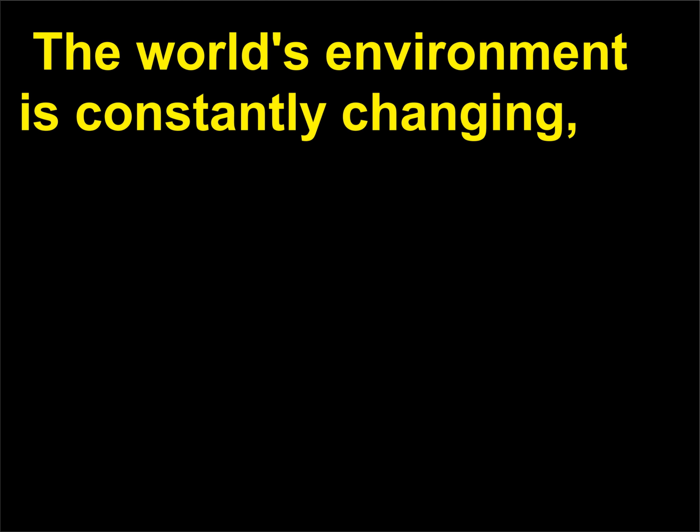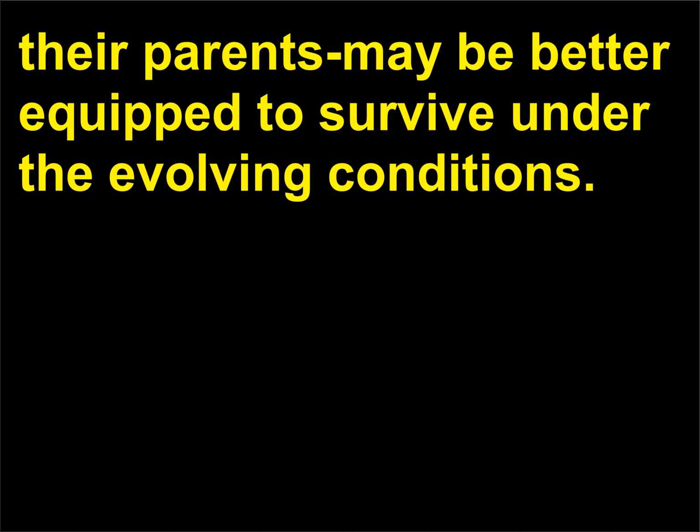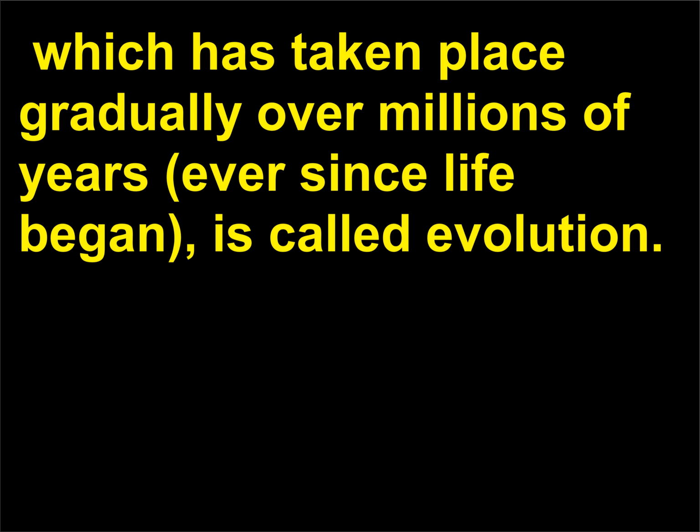The world's environment is constantly changing, and new plants and animals with unique characteristics resulting from the combined genetic contributions of their parents may be better equipped to survive under the evolving conditions. This process of change and improved survival, which has taken place gradually over millions of years, ever since life began, is called evolution.